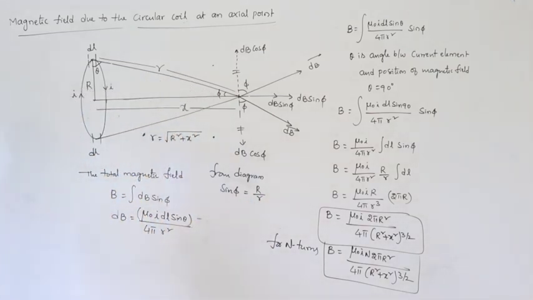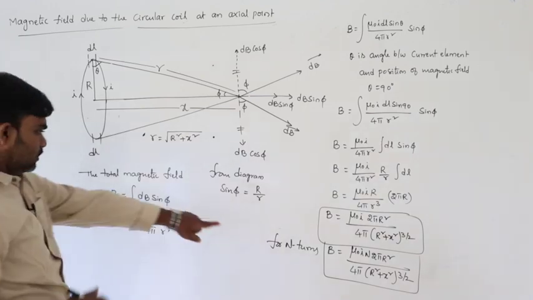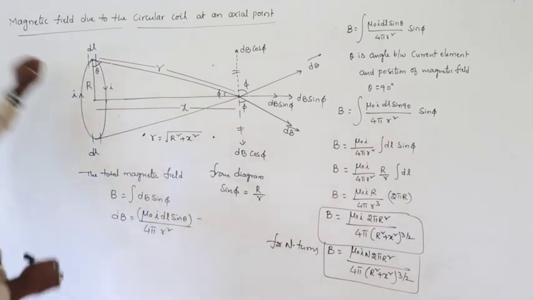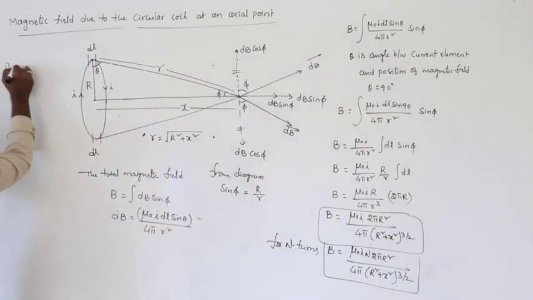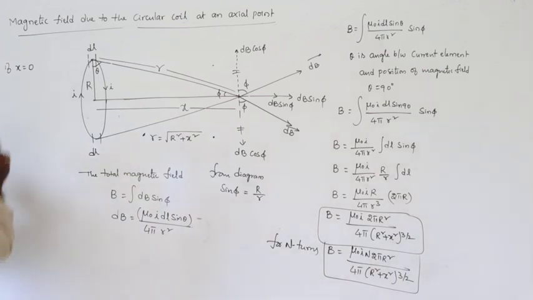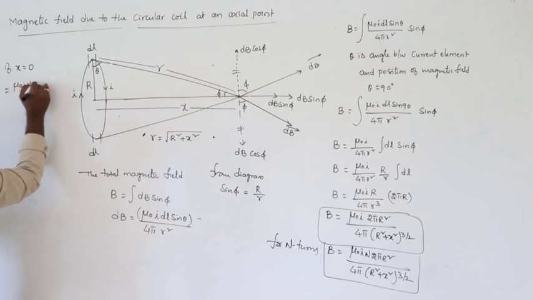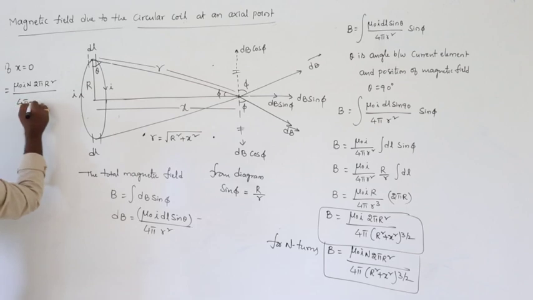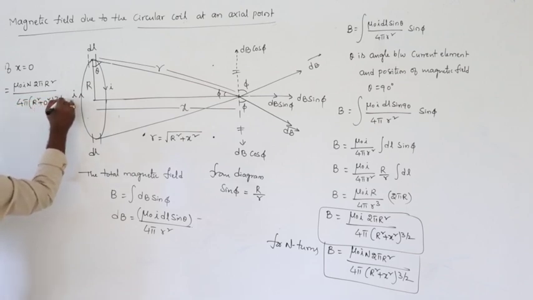Now in this situation, from this relation, if x is equal to 0, what can we write? B is equal to mu naught I n 2 pi R square divided by 4 pi into R square plus 0 square whole power 3 by 2.